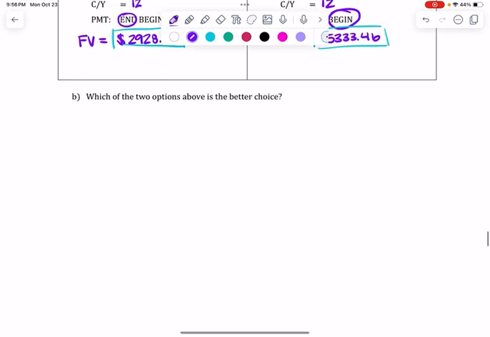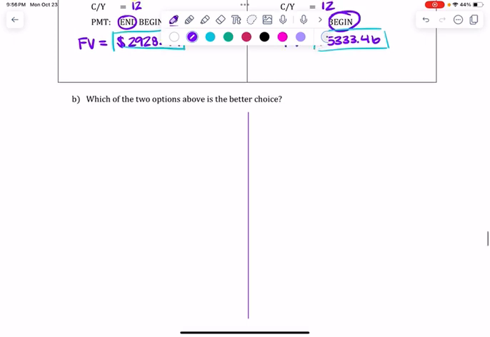So I'm going to split this page into 2 here, and I'm going to do the rate of return for both of these. So for my first option, remember that my rate of return numerator is the dollar amount of interest earned. And I can figure out that dollar amount of interest by saying what I ended up with, in this case, $2,928.94. Subtract the total amount invested.